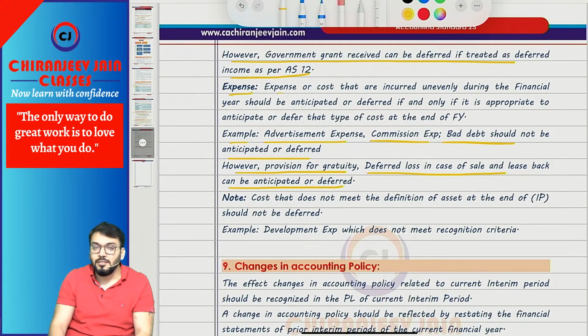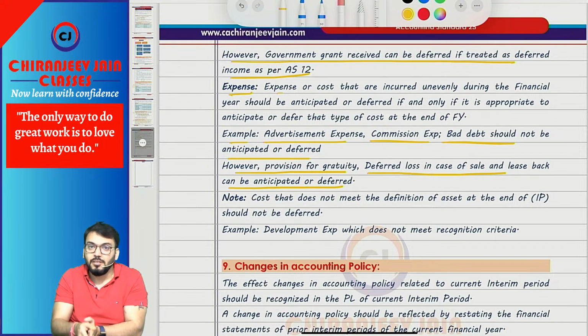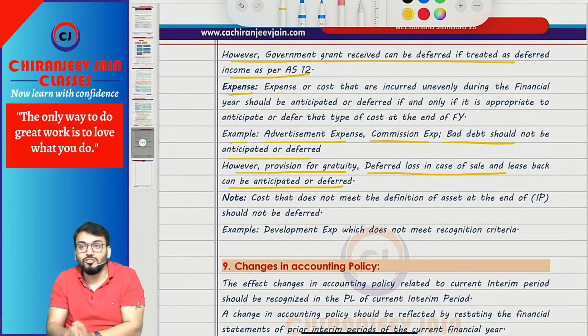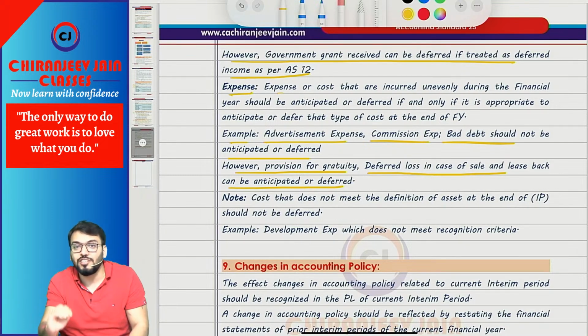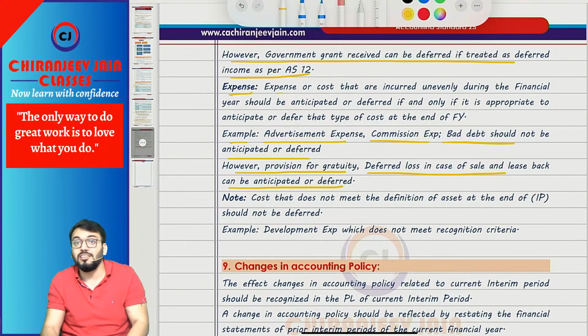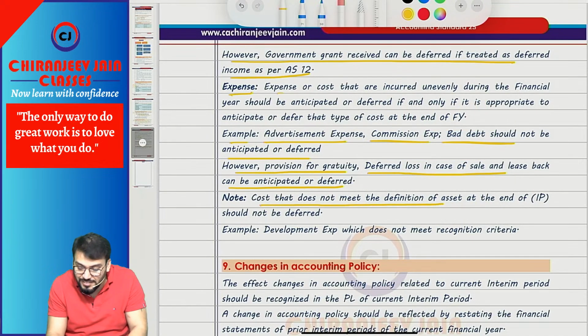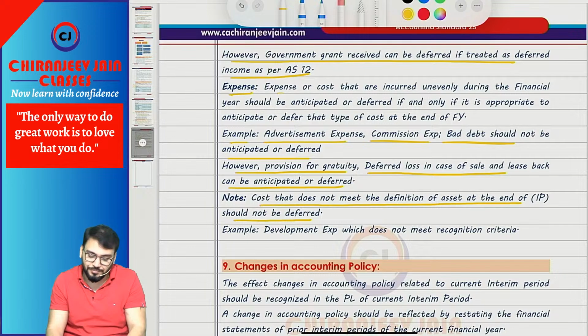Then the last point they have given: any cost which does not meet the definition of an asset and the recognition criteria should not be recognized as an asset. For example, development expenditure: the condition is not satisfied in the third quarter but is satisfied in the fourth quarter. Can we recognize it as an intangible asset in the third quarter? No, because it does not meet the recognition criteria in the third quarter. A cost that does not meet the definition of an asset at the end of the interim period should not be deferred, which means it should not be capitalized.